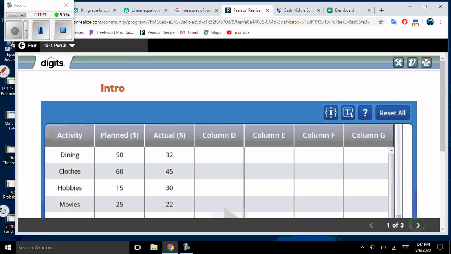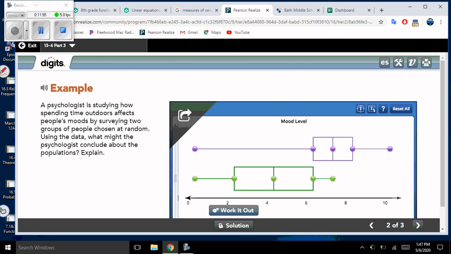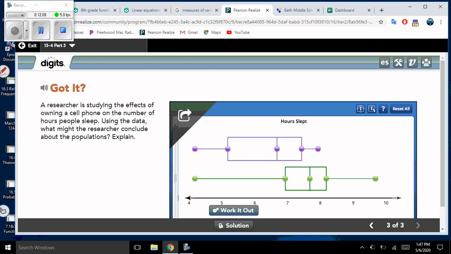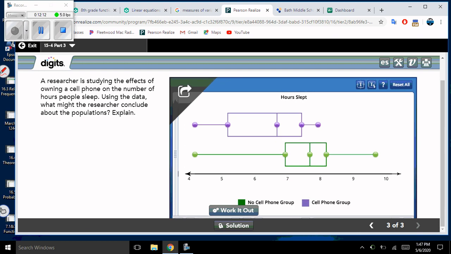We're going to skip this one, and we're going to go to this guy right here, a psychologist studying how the outdoors. So again, this is very similar to what we were already looking at. So I think I'm going to use this one, and then I'm going to jump ship. Actually, let's use this one because I think you guys are bigger on cell phones than on sleep, or on the previous one. So if I take a look at this and I say, hey, the cell phone group is in purple, and you can see that we could conclude.